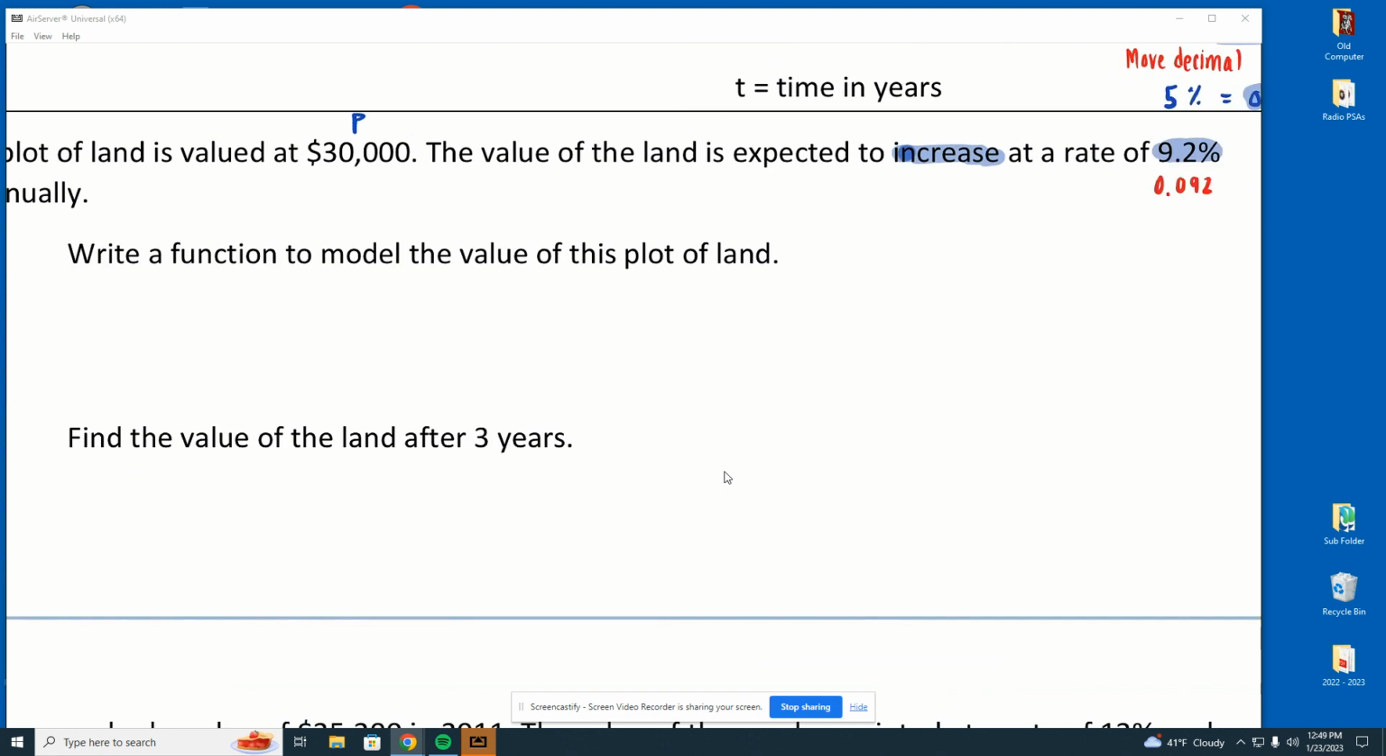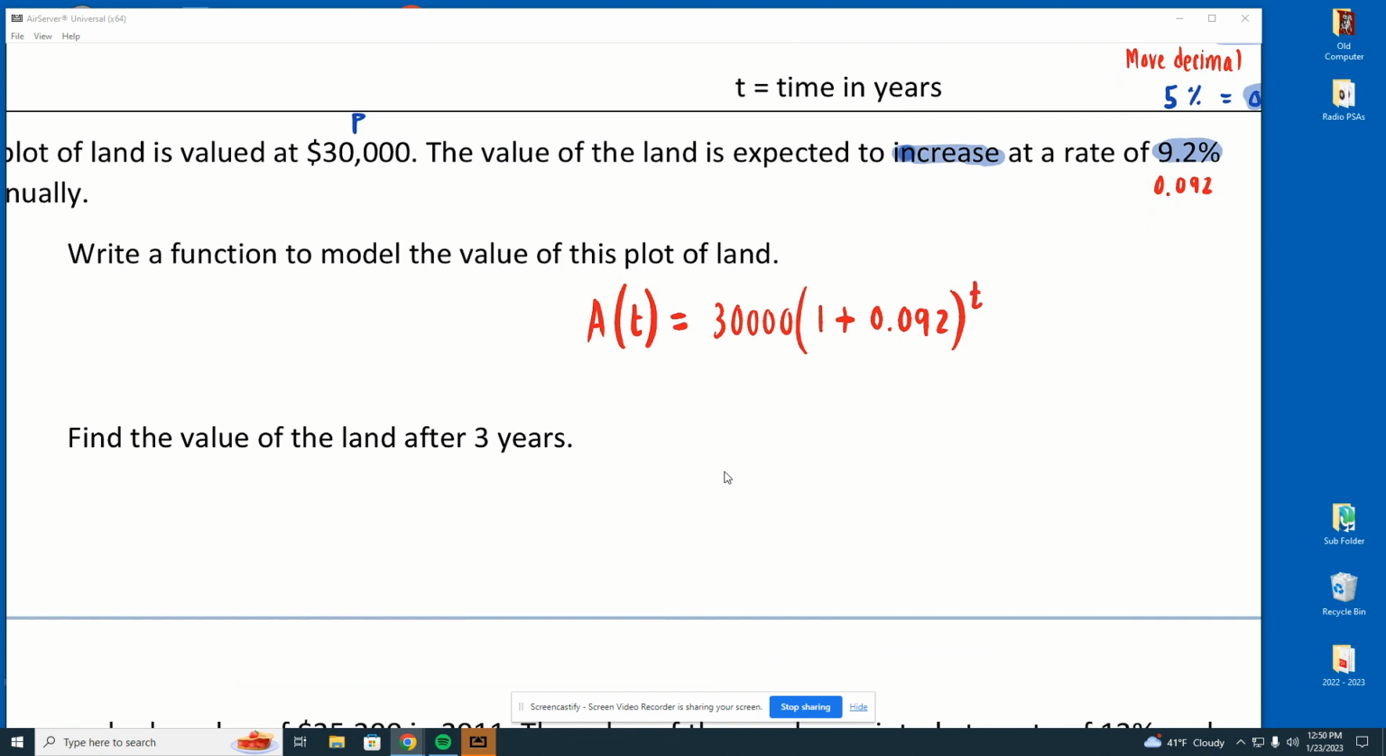All right, so here's my equation. Ready? It says write a function. So I'm just going to call it, instead of A, A of t. That way it looks more like a function. No big deal. I'm not going to count off if you don't do that. What did y'all say the P is? 30,000 times. We're appreciating, so 100%. So 1 plus 0.092, and that's raised to the t power.